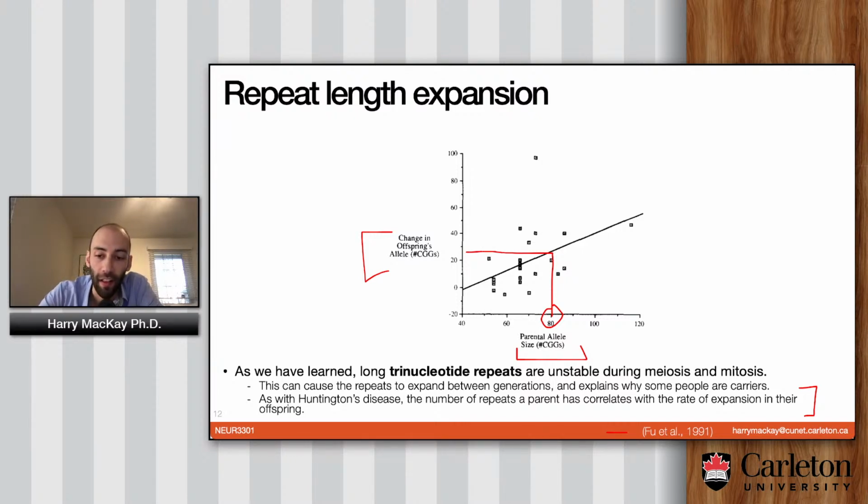The rate of expansion in the child is positively correlated with the starting point that their parent gives you. So if you have 100 repeats from your mom, you might add an extra 40 on top of that. So the repeat length can expand considerably depending on the parental allele. This is the very exact same as how it works in Huntington's disease, because longer repeats just tend to be less stable and tend to expand more readily.